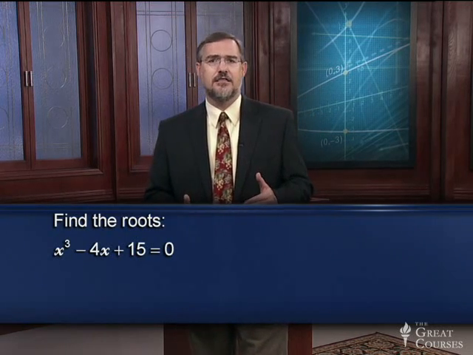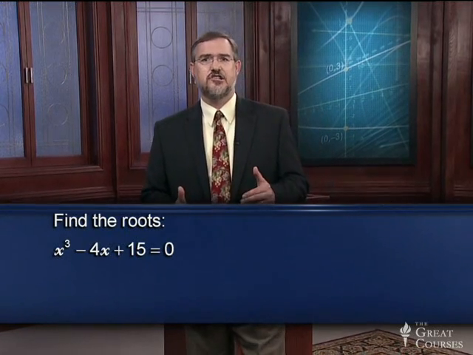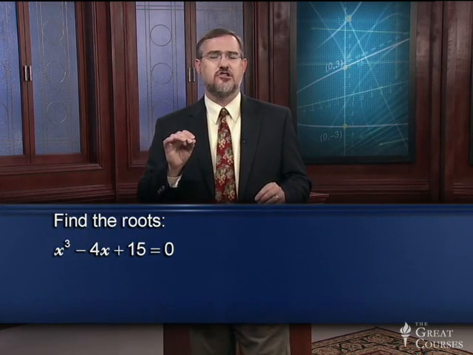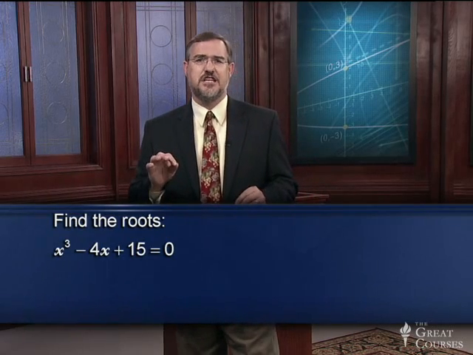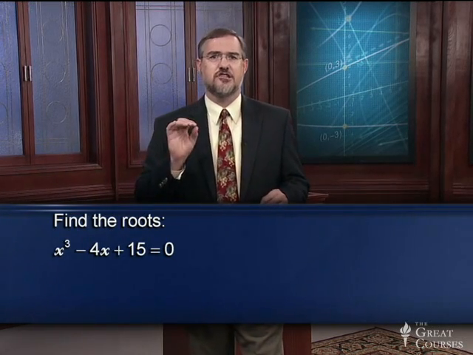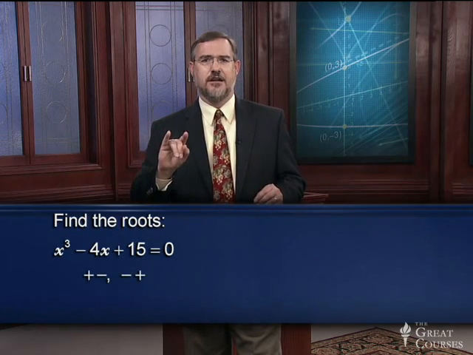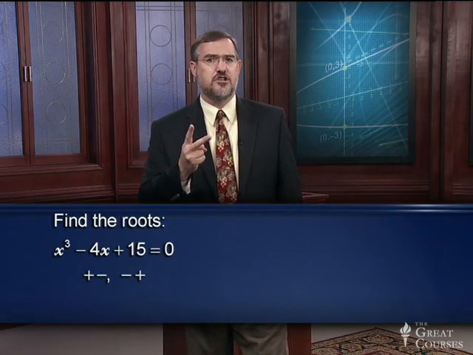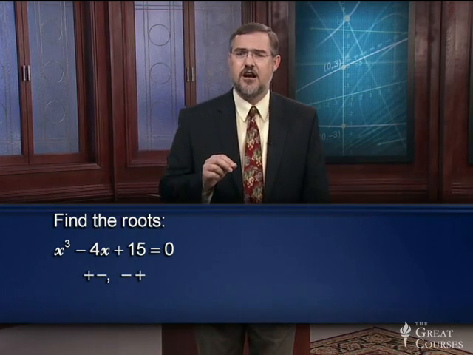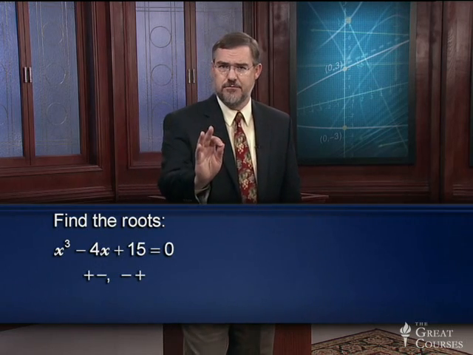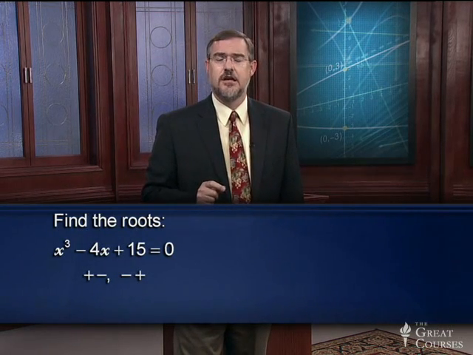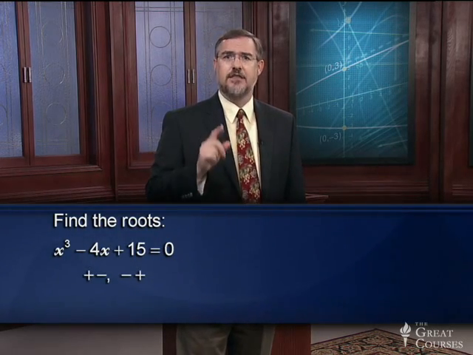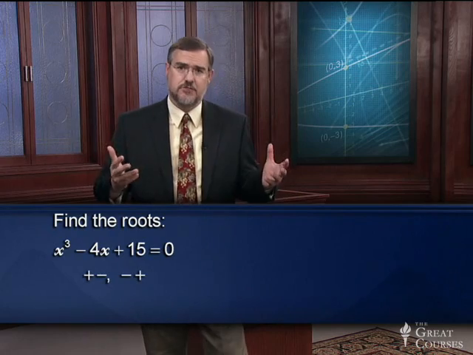Let's go back and look at the equation once again and try to see how many possible positive roots there are. Remember, you're looking at x cubed minus 4x plus 15 equals 0. When you look at the sign changes of that, you're going to have plus minus, and then you're going to have a minus plus. And so you have two sign changes. So Descartes' rule of signs tells me that the number of possible positive roots for this is going to be either 2 or 0. Okay, that's the possible positive roots.